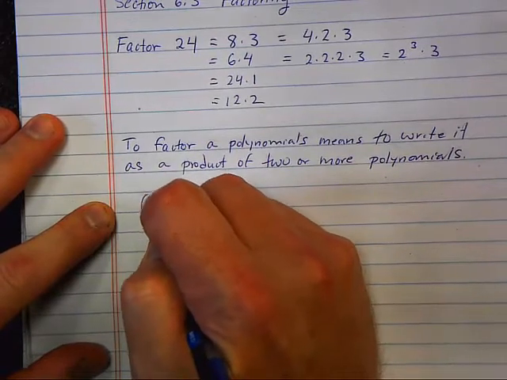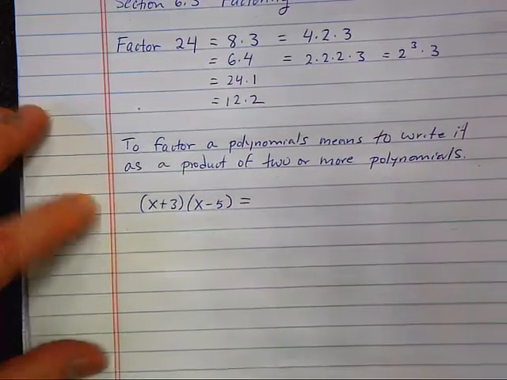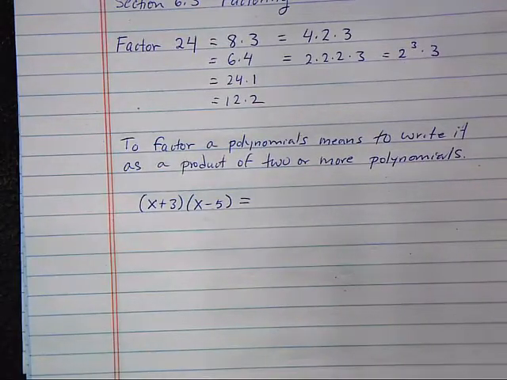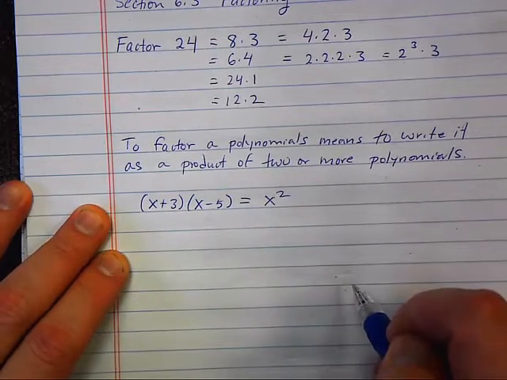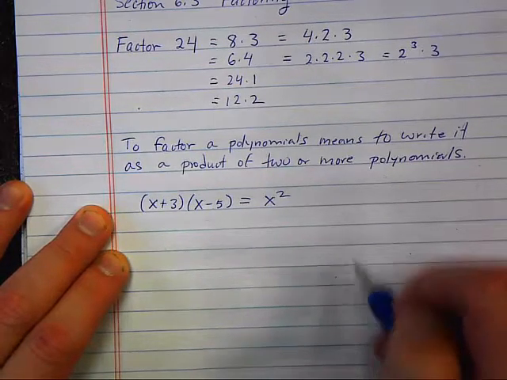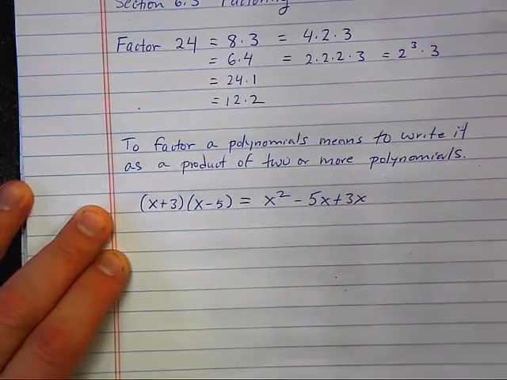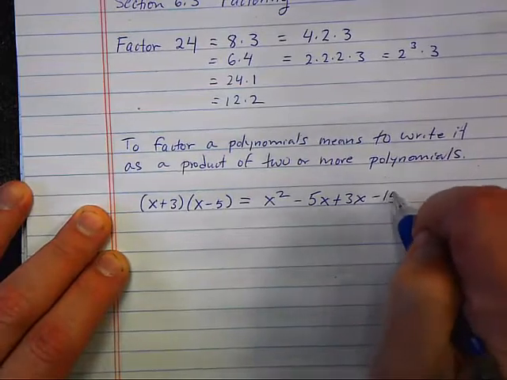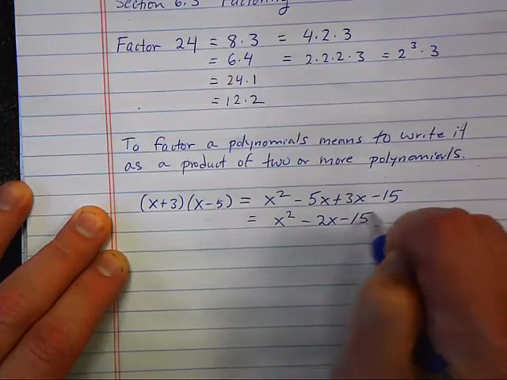I might give you x plus 3 times x minus 5. So I gave you 2 binomials, x plus 3 and x minus 5, and I asked you to multiply them together. And how would you multiply x plus 3 times x minus 5? You would do FOIL. So you would have x squared, minus 5x plus 3x, which does give you a negative 2x. That's correct. Minus 15. So your final answer would be x squared minus 2x minus 15.